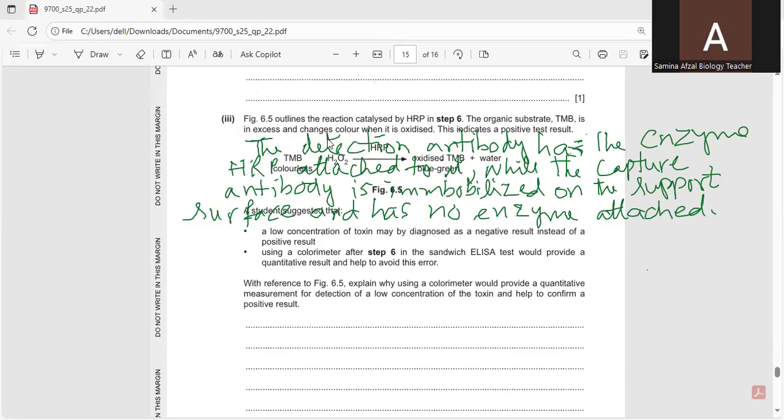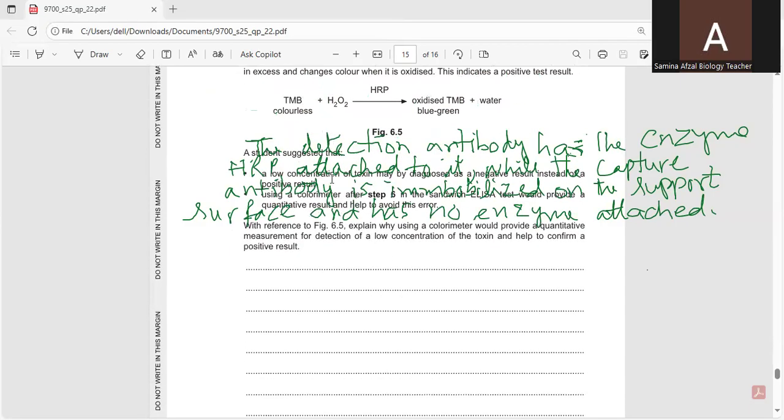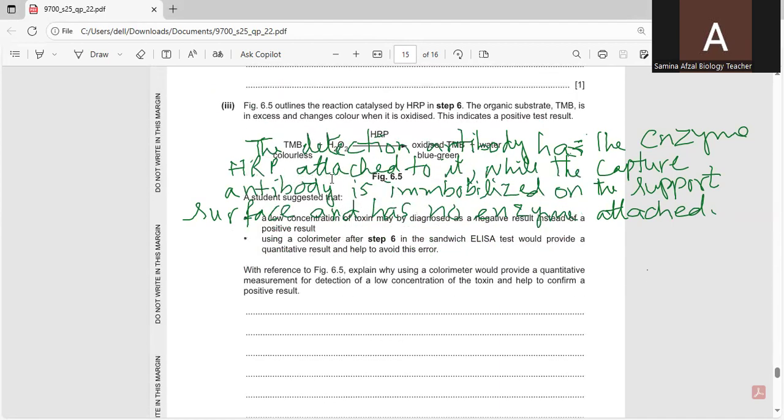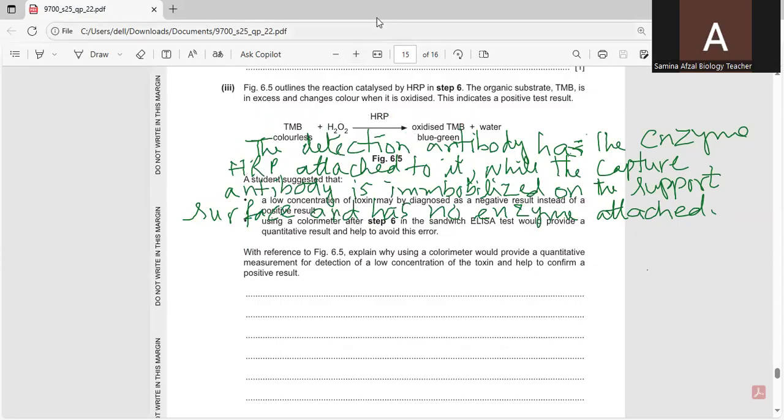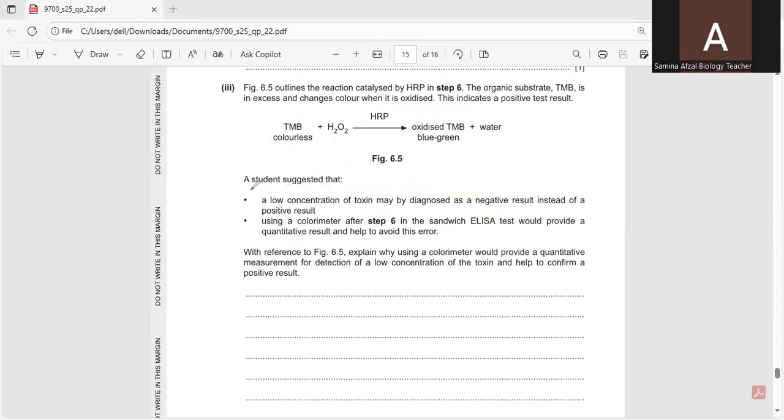And the next question, figure 6.5 outlines the reaction catalyzed by HRP in step 6. The organic substrate TMB is in excess and changes color when it is oxidized. This indicates a positive test result. TMB colorless, hydrogen peroxide, HRP. HRP is an enzyme which will oxidize the TMB into blue-green color, and water will also be produced with it.